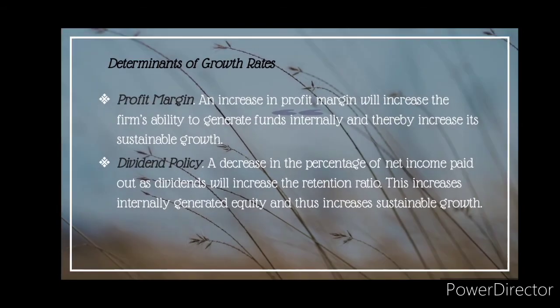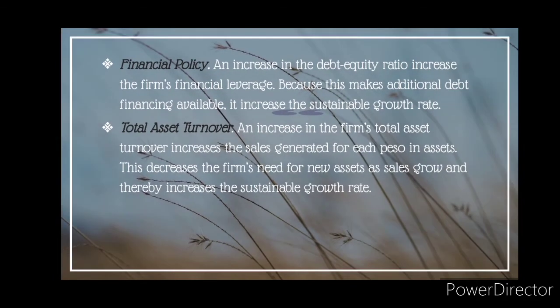A firm's ability to sustain growth depends explicitly on the following factors. Profit margin: an increase in profit margin will increase the firm's ability to generate funds internally and thereby increase its sustainable growth. Financial policy: an increase in the debt-equity ratio increases the firm's financial leverage because this makes additional debt financing available. It increases the sustainable growth rate.